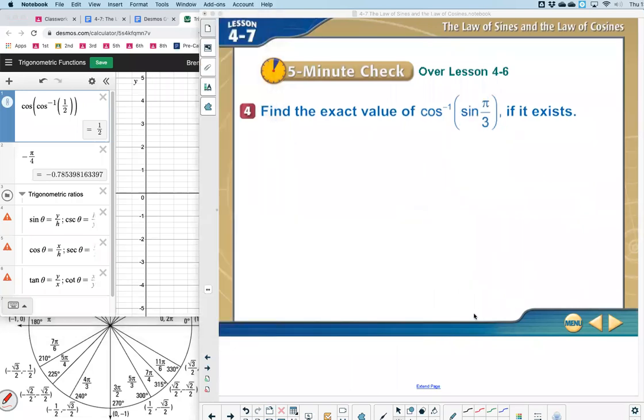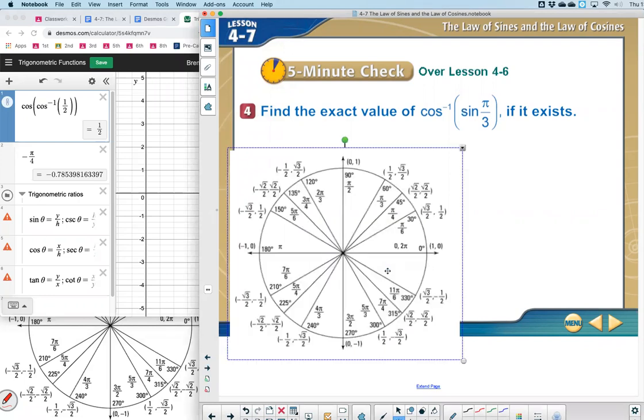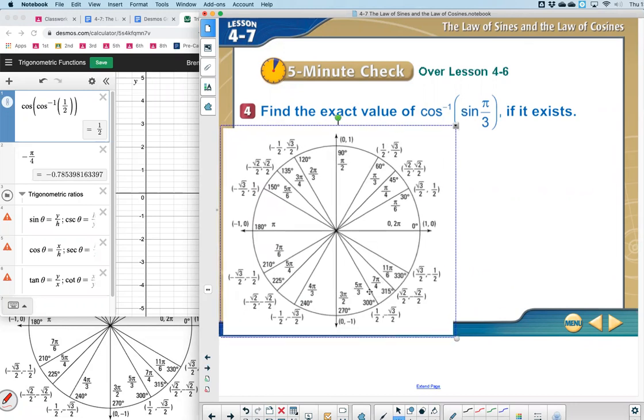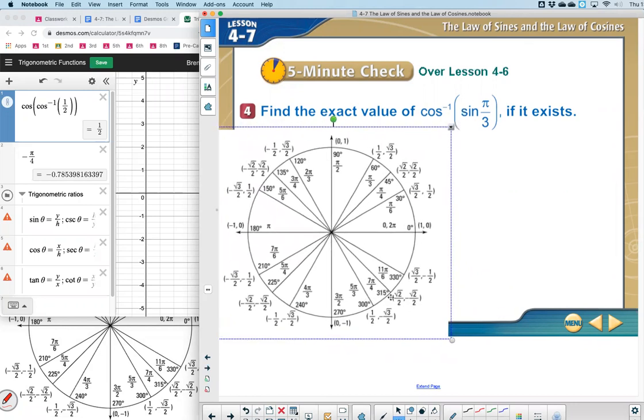All right, let's finish up the bell ringer, taking a look at number 4 here. It says find the exact value of cosine inverse sine pi/3 if it exists. Okay, so piece by piece, doing PEMDAS again. You got to go in order. So I'll start with the front end, and we'll say, what is sine of pi/3?